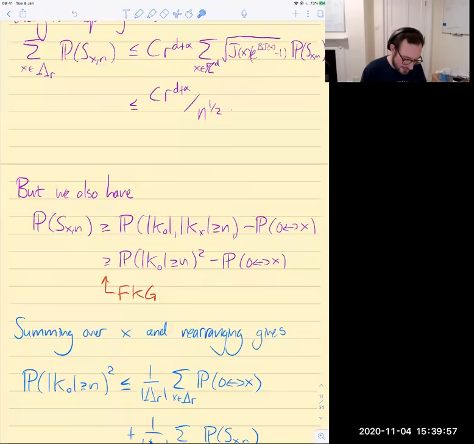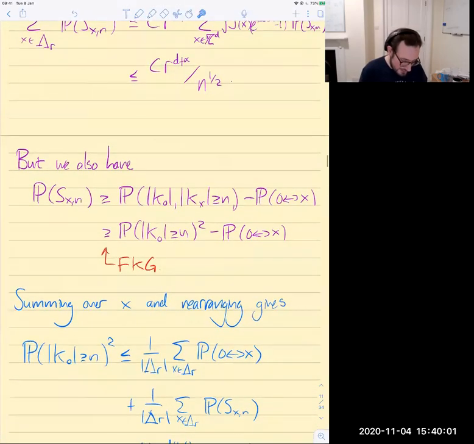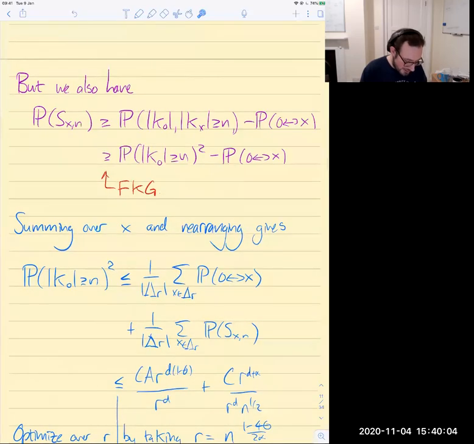Okay, so I get this inequality. If I sum over x in this inequality, and then I move this onto the other side and then average over x, we get that the probability the cluster is large squared is bounded by this sum of the 2-point function, the average, plus the average values of the probabilities of these events, right?